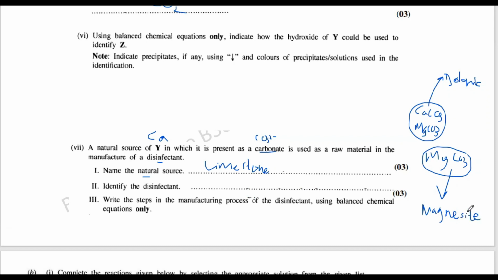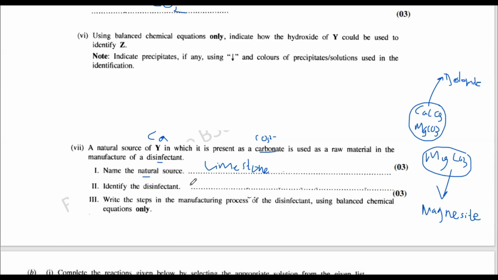But don't confuse this with magnetite. You have two iron sources, hematite and magnetite. Hematite contains Fe2O3 and magnetite contains Fe3O4. So magnesite means magnesium carbonate. This is not magnetite, this is magnesite. Anyway, we'll come back to the question.